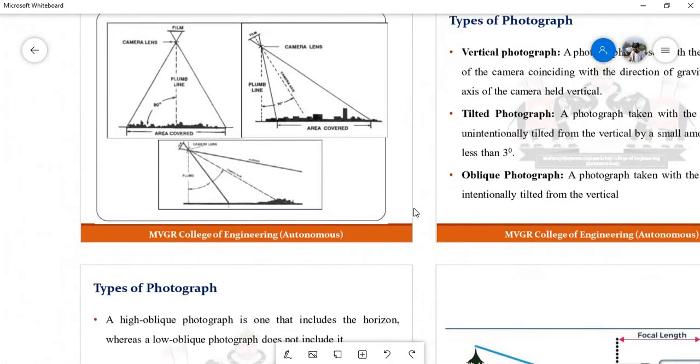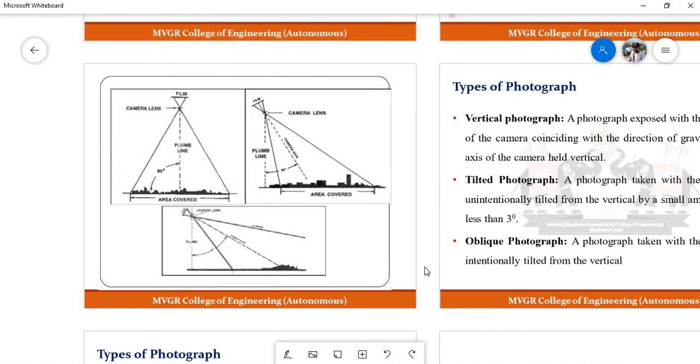In a larger view, you can see different types of photographs and different types of camera, meaning camera axis, how the camera axis looks like. In a vertical photograph, exactly perpendicular, this is the area covered, this is how the camera lens will be present here, film, this is how it will cover the area. So this is low oblique photograph and this is high oblique photograph.